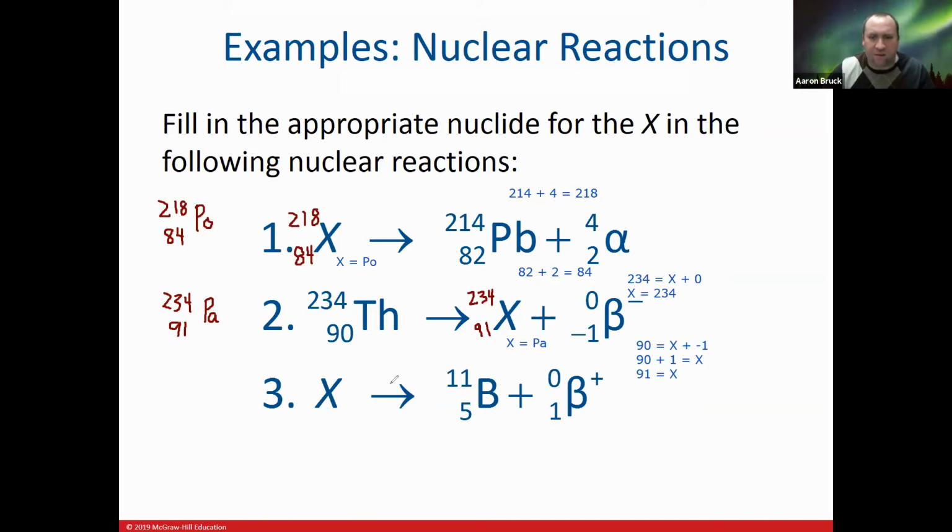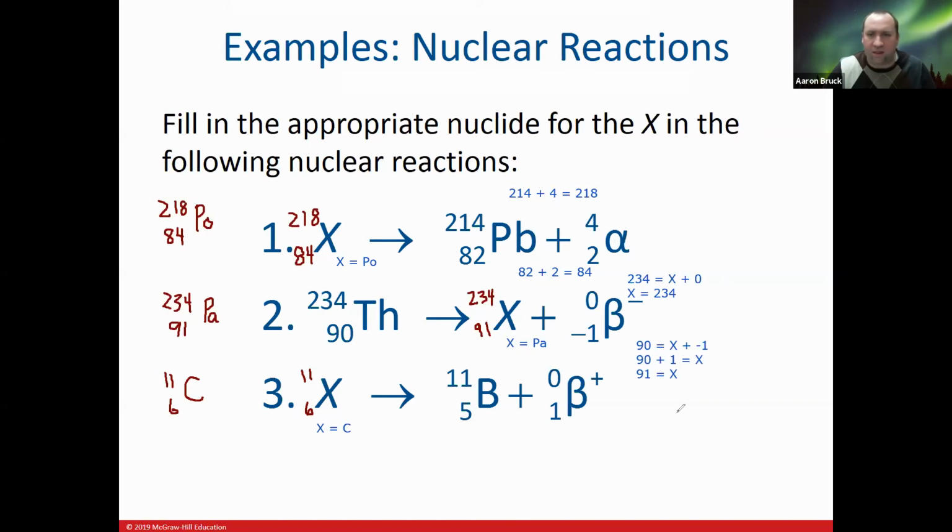Number 3, very similar to number 1. I can add together my numbers. 11 plus 0 gives me an 11. 5 plus 1 gives me a 6. Element number 6 is carbon. And so I'm looking at 11, 6, carbon as the particle that decays to give us the boron 11 and the positron, the beta plus particle.